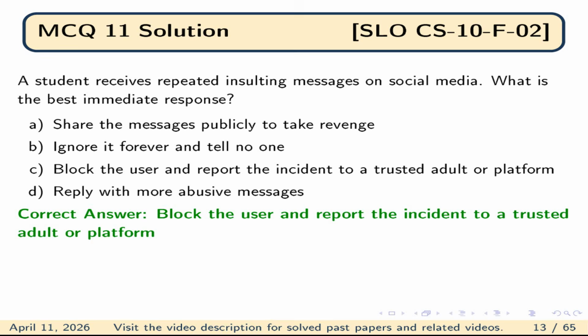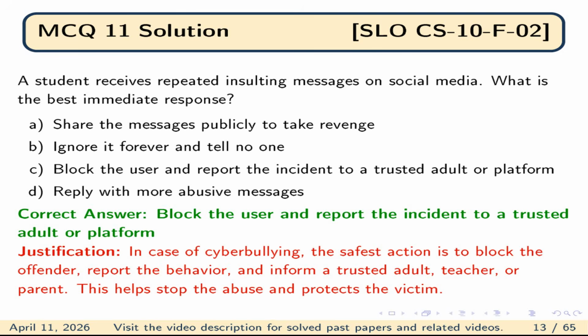The correct option is: block the user and report the incident to a trusted adult or platform. Because in case of cyberbullying, हम इसको cyberbullying कहते हैं इस प्रोसेस को, इस केस को. The safest action is to block the offender, report the behavior, and inform a trusted adult, teacher, or parent. This helps stop the abuse and protects the victim.